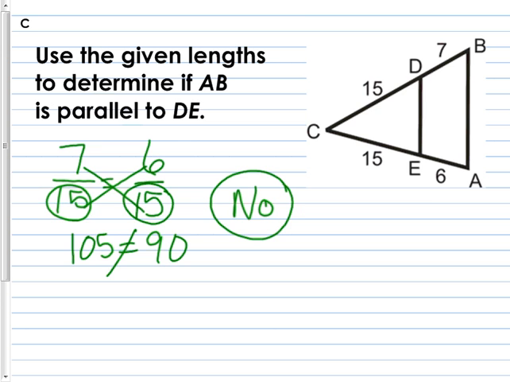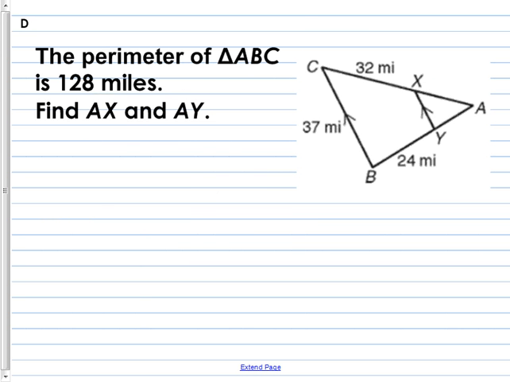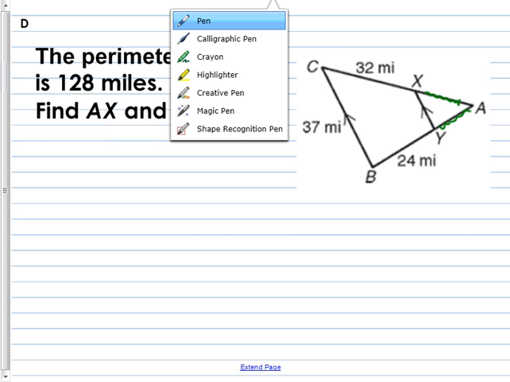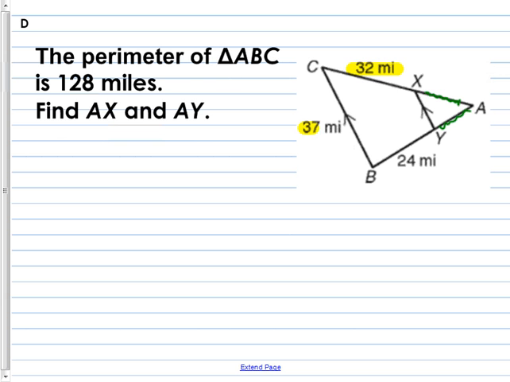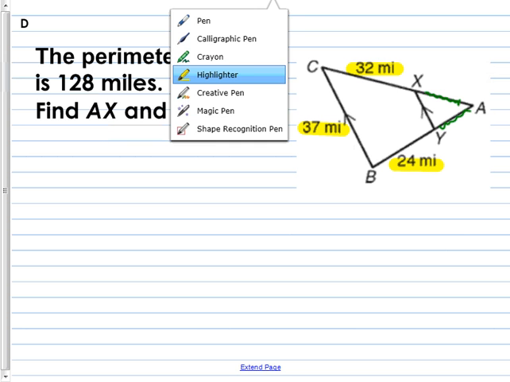And last problem. The perimeter of ABC is 128 miles. Find AX and AY. This problem is a little bit trickier. First of all, we have two missing sides. We have AY and AX that we do not know. But we do know the whole triangle is 128. So I'm going to add up the things that we do know. We know 32, we know 37, and we know 24.